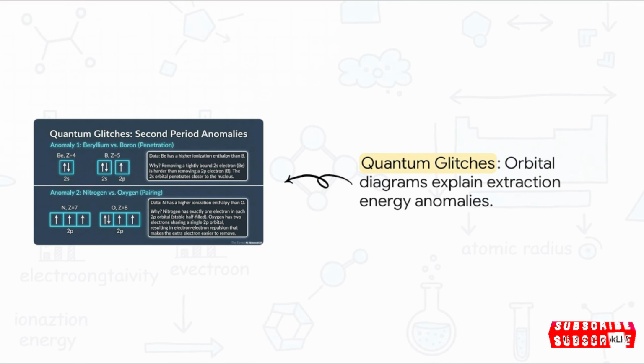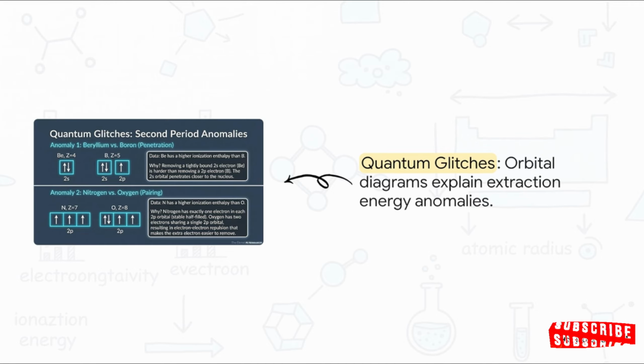Looking at the orbital diagrams, these quantum glitches become super obvious. Normally, ionization energy should just increase straight across a period, right? But beryllium has a completely full 2s orbital, which actually penetrates closer to the nucleus. That makes it significantly harder to remove than boron's lone 2p electron.